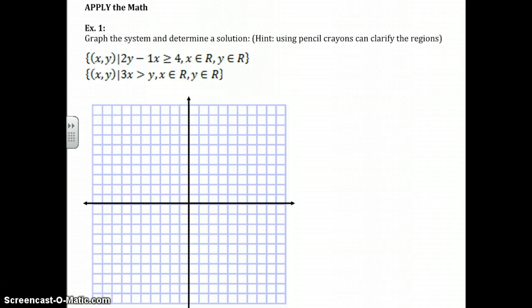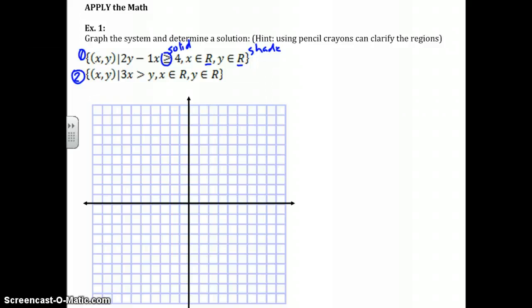Okay, so what I'm going to do first is label this one as 1, this one as 2. So let's just deal with 1 first. For 1 we have 2y minus 1x is greater than or equal to. So greater than or equal to tells us we can use a solid line. And then it's real numbers, which tells us that we're allowed to shade, which is also what we call continuous for our solution. So we can use a solid line and it's a continuous or shaded in area.